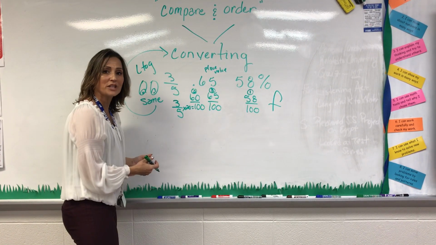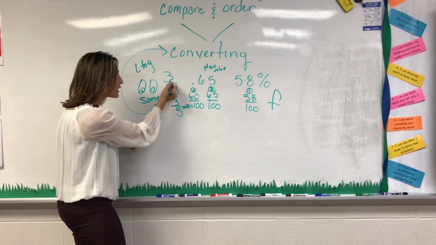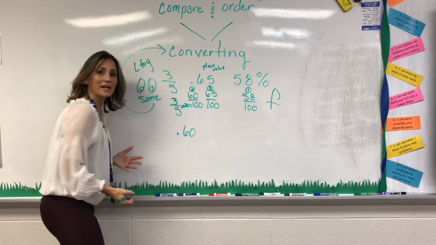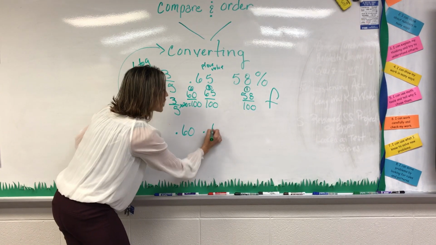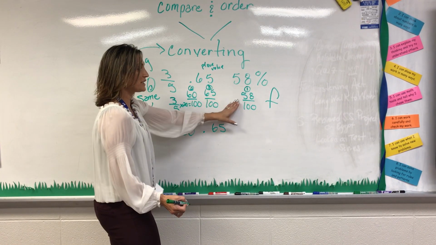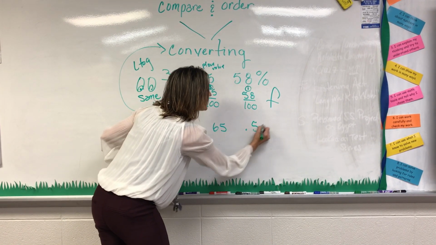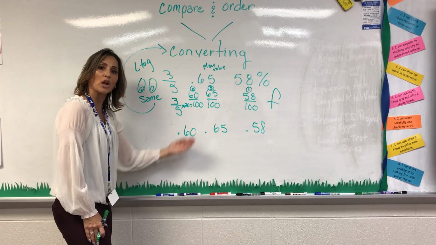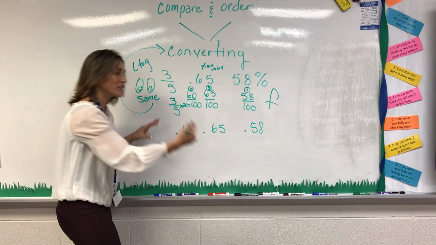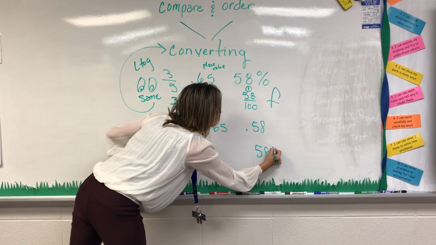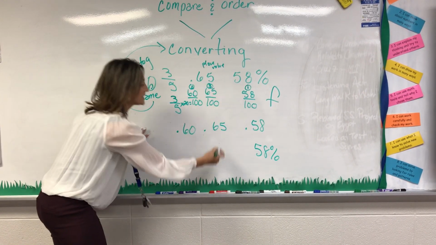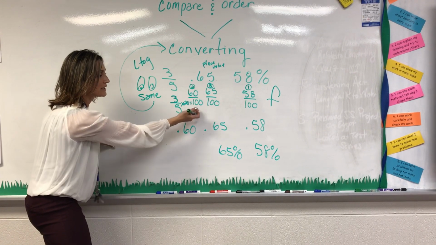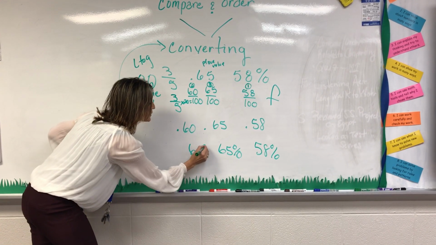They can do the same with decimals or percents. I already know that this 3/5 is 60 hundredths. So that's 60 hundredths as a decimal. This one is already 65 hundredths. And if this is 58%, there is 58 hundredths. Now, again, I can see which one is the smallest and which one is the largest. I could then turn it to percents. This was already 58%. This is 65 out of 100, 65%. 3/5 turned into 60 hundredths, which is 60%.